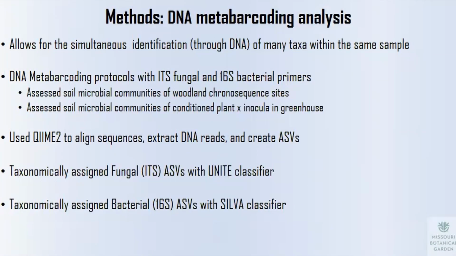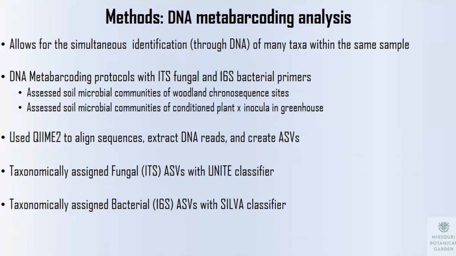The part I'm most excited about, which is probably the part that's most boring to all of you, is the methods for the DNA metabarcoding. So again, DNA metabarcoding allows for the simultaneous identification through the DNA of taxa within one sample. And so that can include anything from plants to fungi, bacteria, other eukaryota. But depending on what you're looking for, you use different primers. In this particular experiment, we were interested in the fungi and the bacteria. So we used ITS fungal primers and 16S bacterial primers.